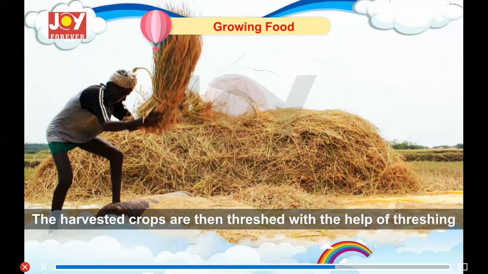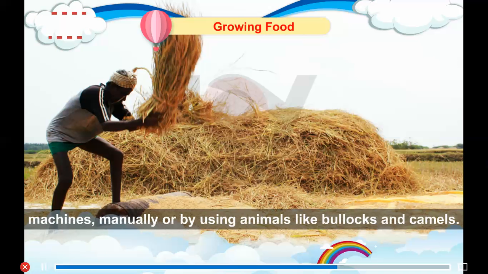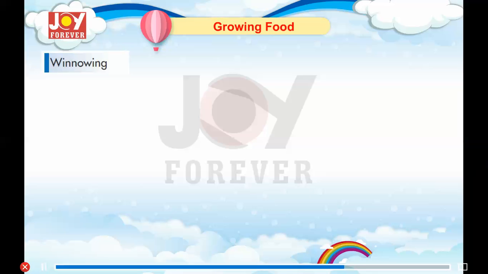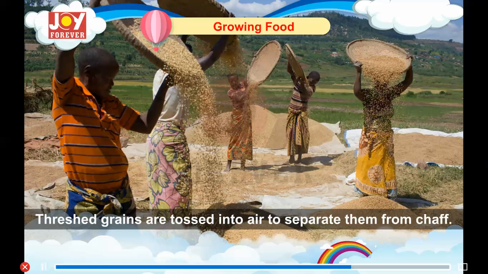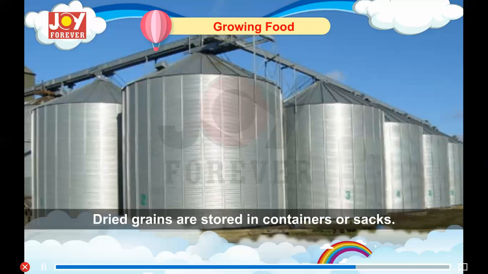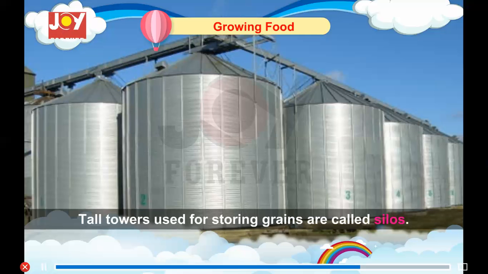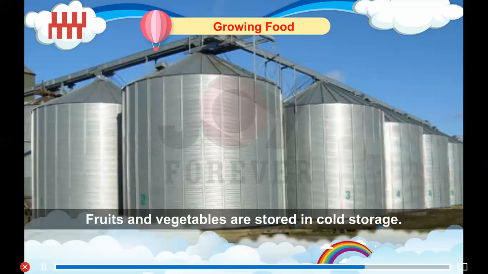Threshing. The harvested crops are then threshed with the help of threshing machines, manually, or by using animals like bullocks and camels. Winnowing. The process of separating grain from chaff is called winnowing. Threshed grains are tossed into the air to separate them from chaff. Storage. Dried grains are stored in containers or sacks. Tall towers used for storing grains are called silos. Fruits and vegetables are stored in cold storage.